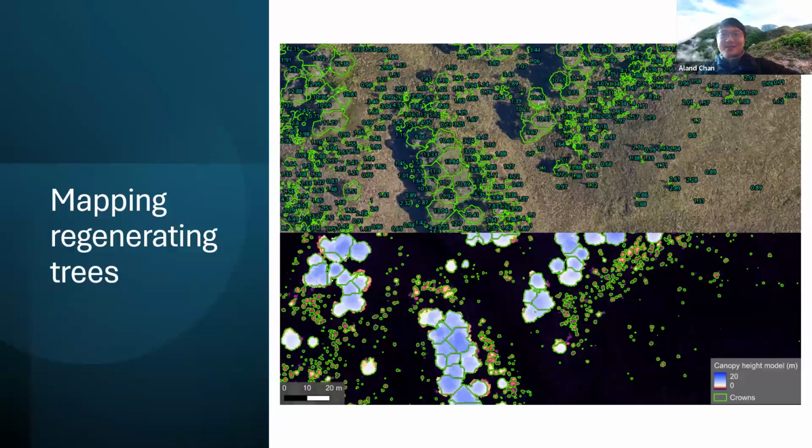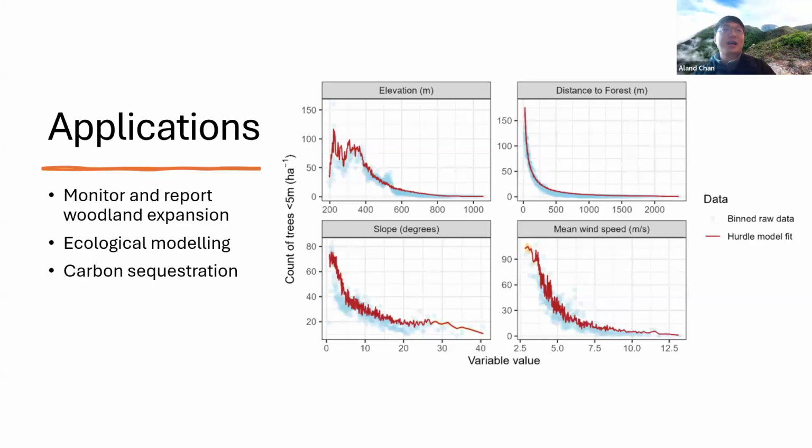So we then took these numbers and mapped regenerating trees across the landscape, and we did some comparisons with the number of hectares of land that has reached over 100 stems per hectare, as estimated by the land managers. We compared the land managers' numbers with our numbers, and it matches up quite nicely. So we think this could be quite a useful tool for monitoring and reporting woodland expansion and woodland creation success, and doing some ecological modeling on what predicts the success of regeneration and forest creation.